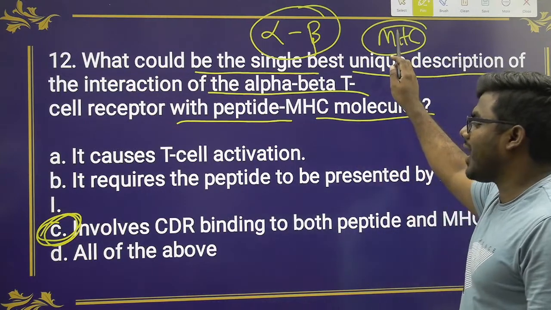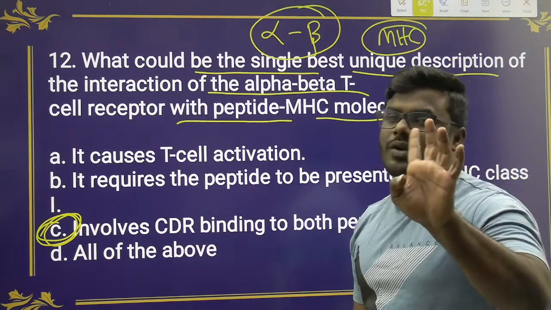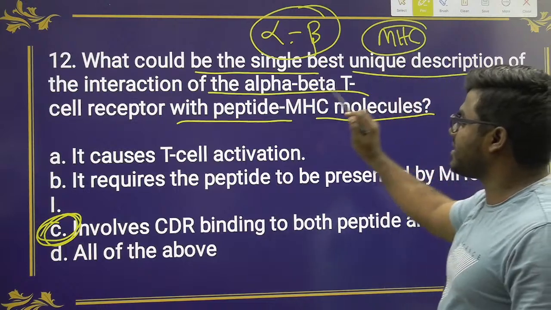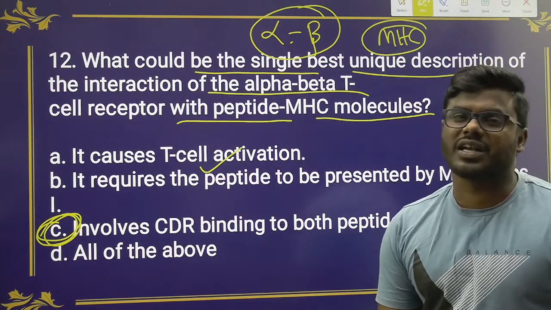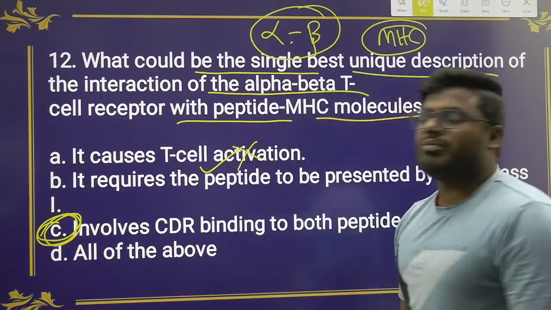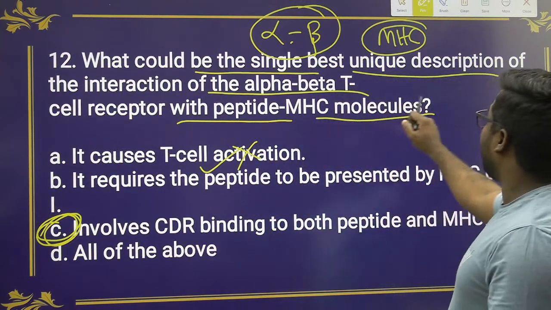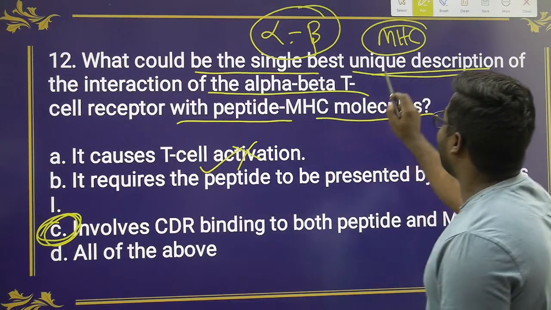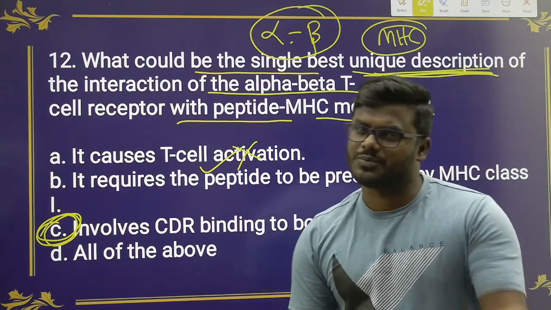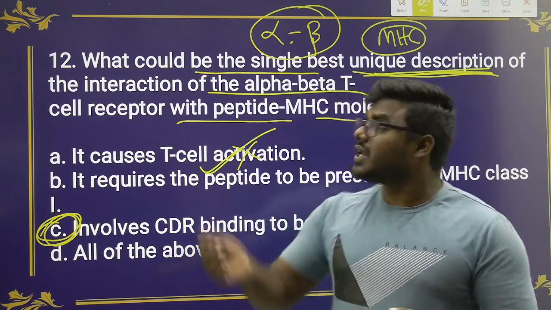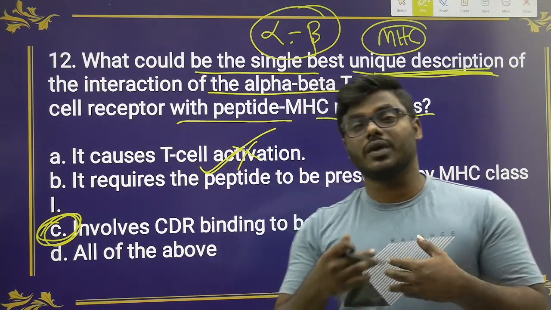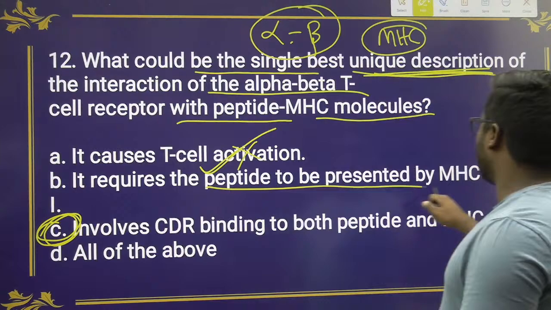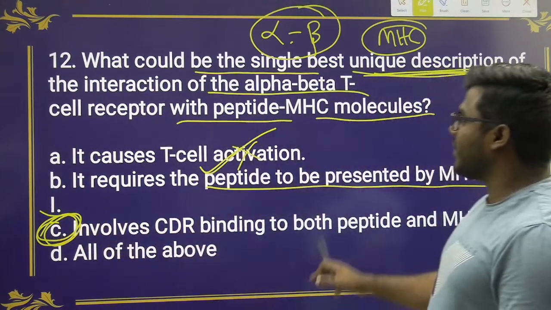Now the question they have asked, see, this is a true statement, don't get confused. There is no doubt that when the T cell associates with the MHC, there is an activation of the T cell. But that is not the most appropriate statement. They are asking for the unique description. Please understand the given question very carefully. This is the general process: when the T cell associates with the MHC, obviously the T cell is going to get activated and release cytokine molecules. That's a generalized statement. It requires the peptide to be presented by the MHC class 1. There is no doubt about it.